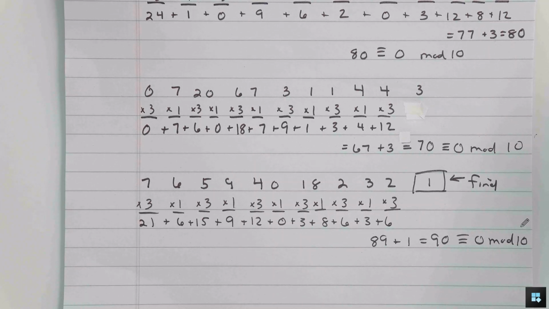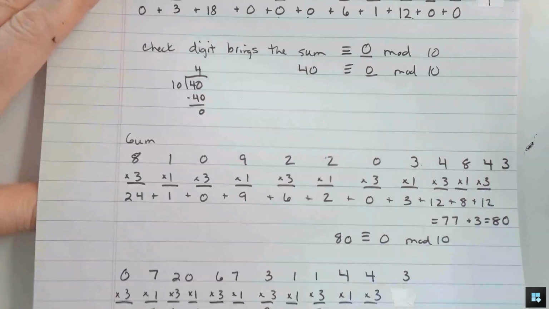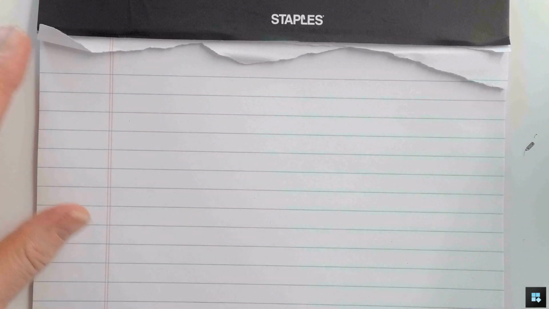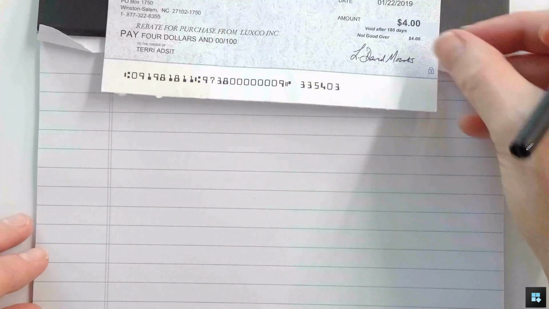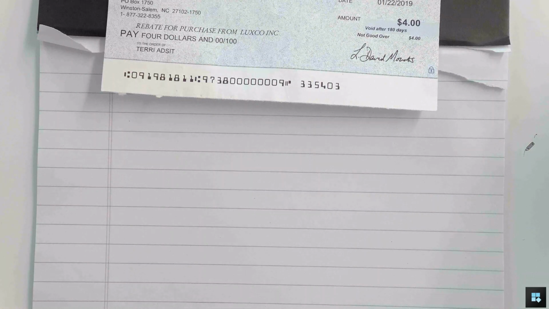Another use these check digits are used for is banking. The method that's used in banking is a little different, a little harder. The method in banking is to check routing numbers and to tell if either two numbers are transposed or just wrong. So here I brought a check. This was a rebate check.